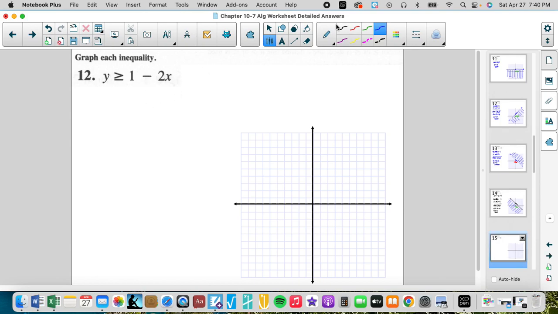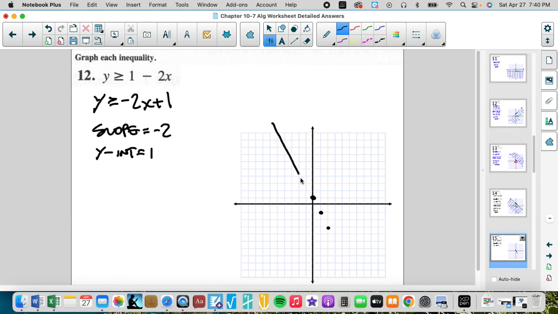Again, not in slope-intercept form. y equals mx plus b. So I need my x variable first and then my constant. So negative 2x plus 1. That gives me a slope of negative 2 and a y-intercept of 1. Closed circle, slope of negative 2. That's down 2, right 1, down 2, right 1. We can make a line.